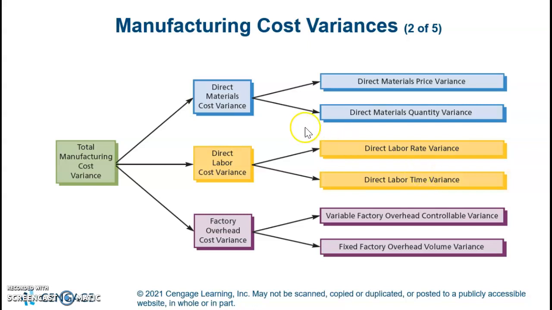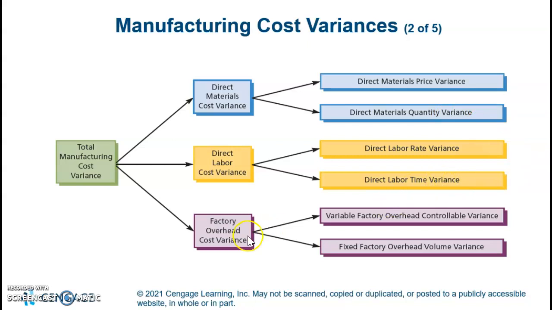But these two, direct material and direct labor, are actually the same thing. Again, we call it direct materials price variance and direct labor rate variance. So those are the same. And then for the quantity part, we call it direct materials quantity variance. But for direct labor, we call it time because they're in hours.